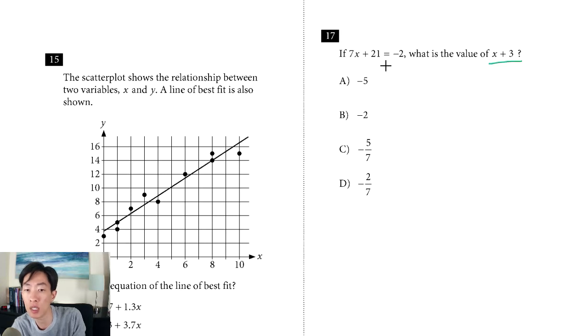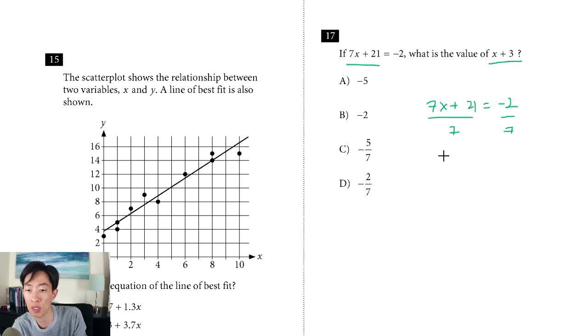x plus 3 and 7x plus 21 are related because if you multiply x plus 3 by 7, you're going to get 7x plus 21. So what's the easiest way to solve this? Divide both sides by 7. So you divide the left side by 7 and the right side by 7. Look what you're going to get.